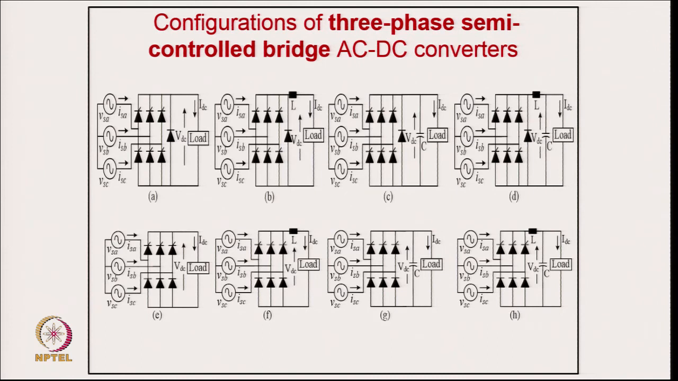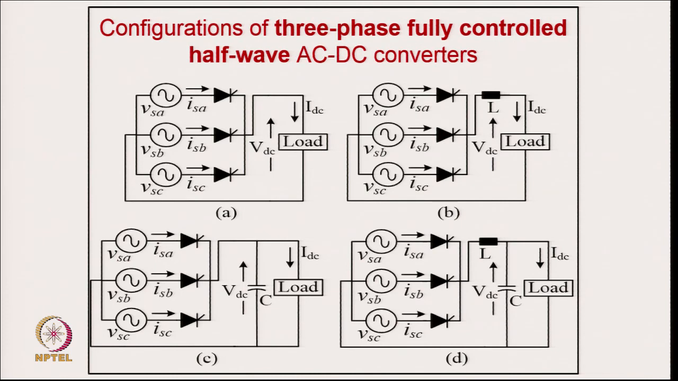And with a full semi-controlled bridge converter, here also you will not get negative output voltage, but you will have reactive power and harmonics in the input supply for all these converters. This is typically a fully controlled converter. Here you draw a reactive power burden as well as harmonics in all these circuits.